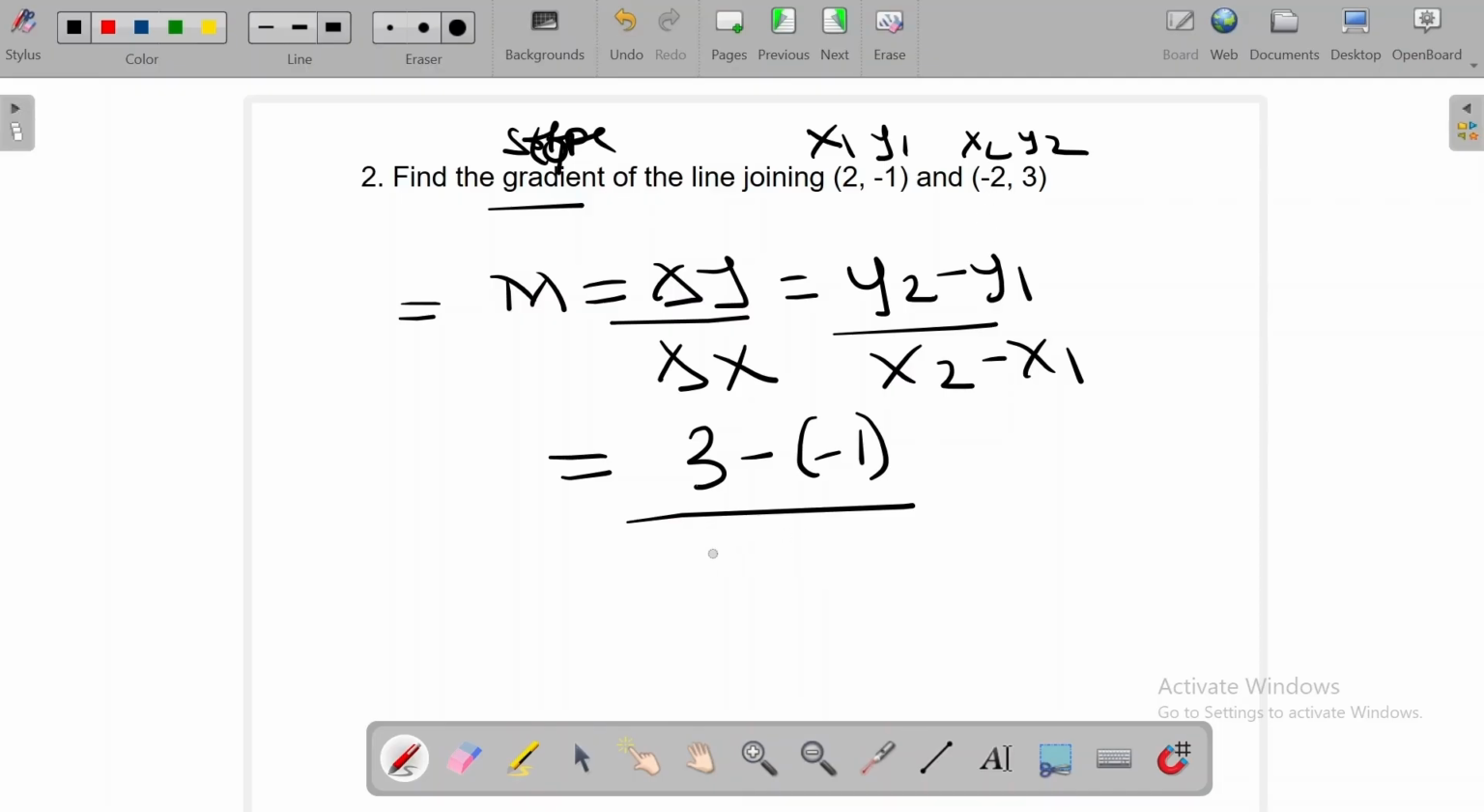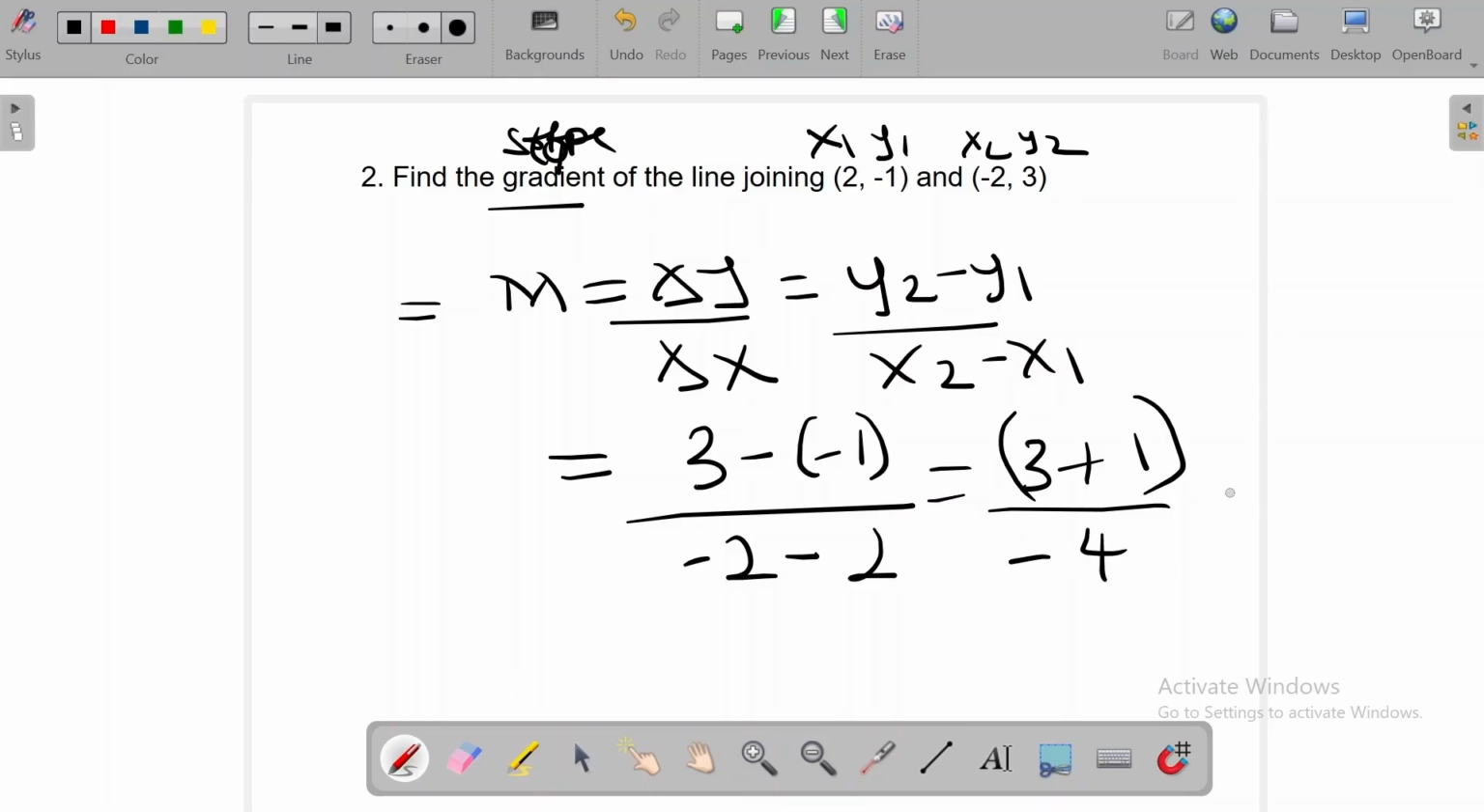x2 is a negative 2, and x1 is a 2. So this becomes 3 plus 1 over negative 4. This gives me 4 over negative 4. You know there's a positive sign here, so it becomes positive, negative, negative. Positive divided by negative is a negative. 4 divided by 4 will give you 1. So the slope is simply negative 1.